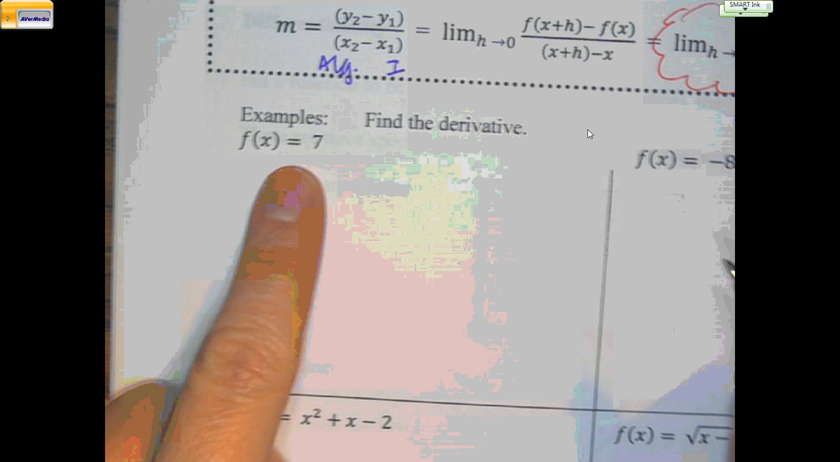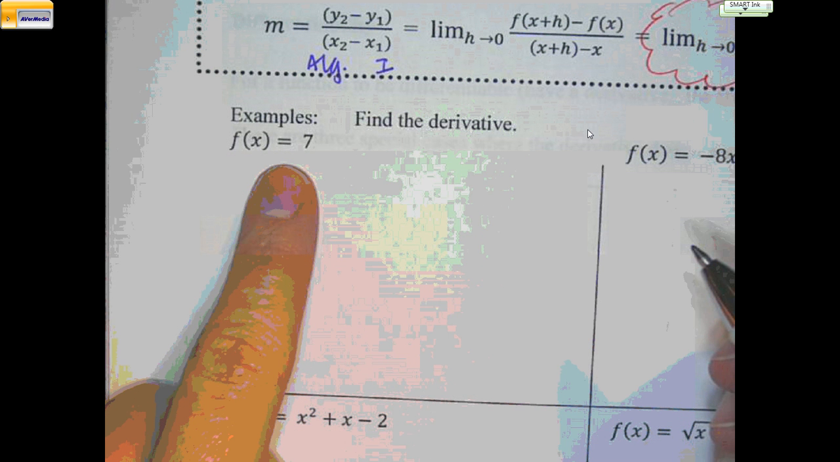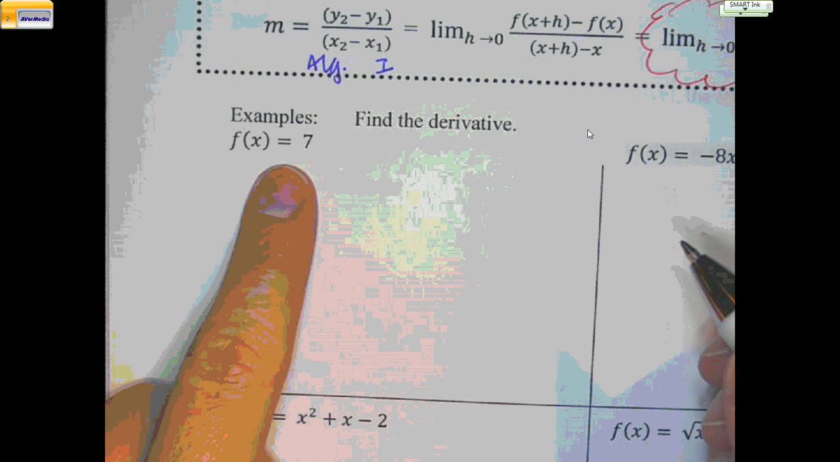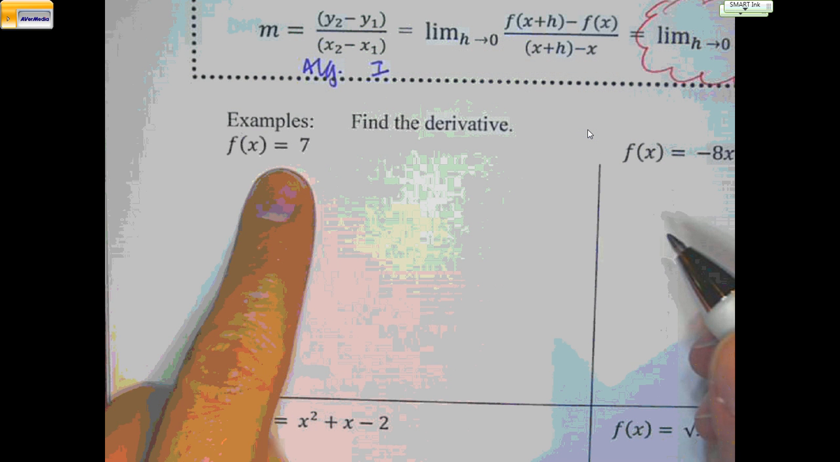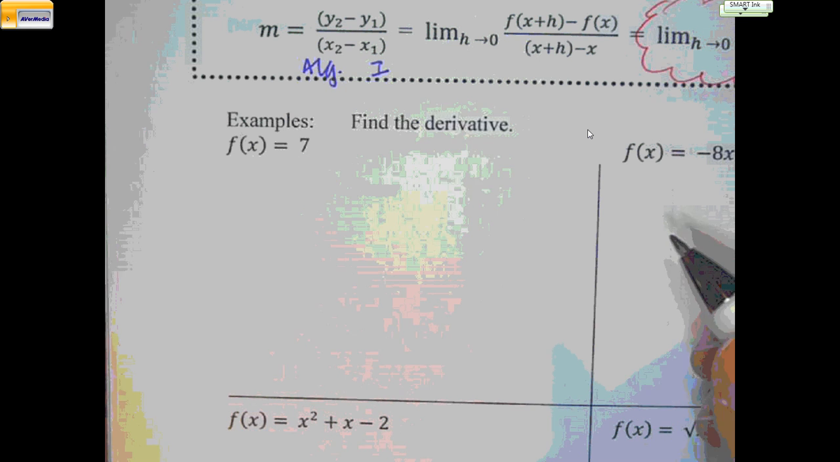So when it asks you to find the derivative, it's asking for the formula for the slope at a given point. Now, you and I both know that y equals 7 makes what kind of line? Horizontal line, right? And what's the slope of a horizontal line? 0. We're going to use calculus to get that same answer.